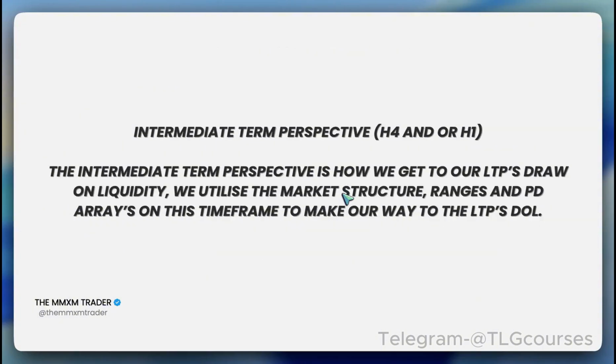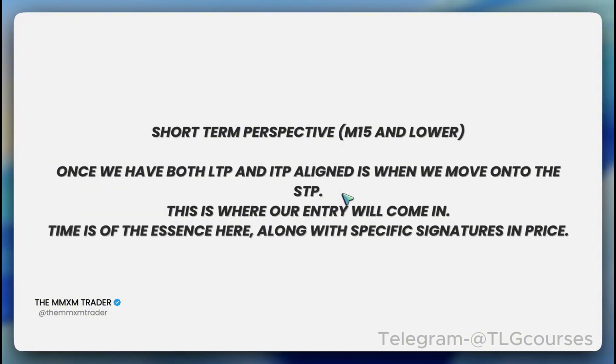Intermediate term perspective. This is H4 and or H1. Okay, you can also include the 30-minute chart here. The intermediate term perspective is how we get to our LTP's drawn liquidity. We utilize the market structure, ranges, and PD arrays on this time frame to make our way to the LTP's draw on liquidity. Short-term perspective, this is anything that's from the 15-minute chart and lower, okay?